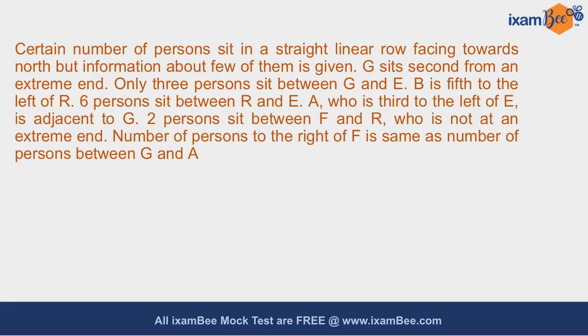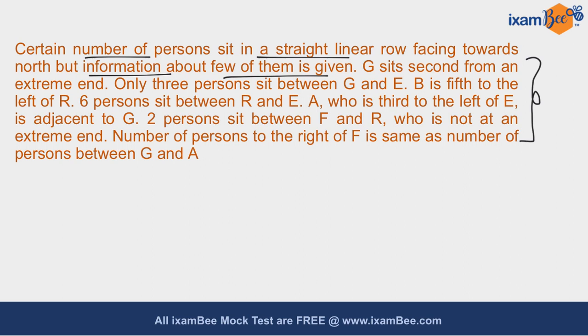Let us discuss the first question. Certain number of persons sit in a straight linear row facing towards the north, but information about few of them is given to you. You have to read this complete information in order to solve the question. So we'll read the information statement by statement and we'll draw the possibilities accordingly.